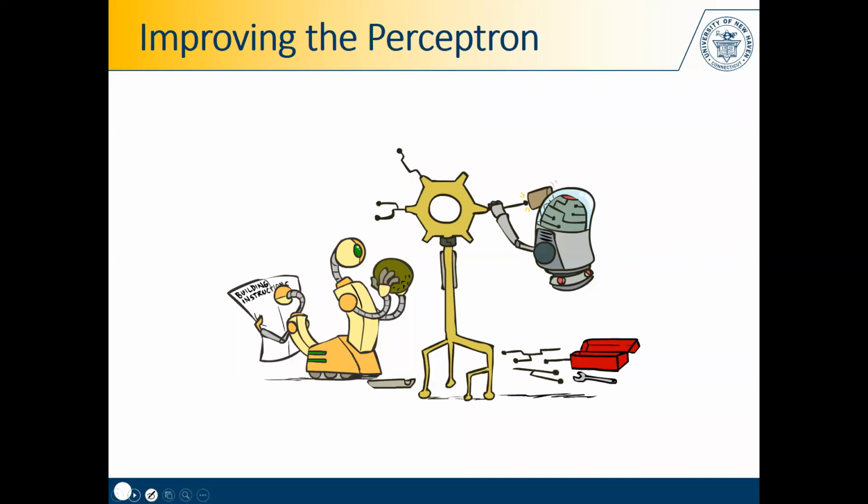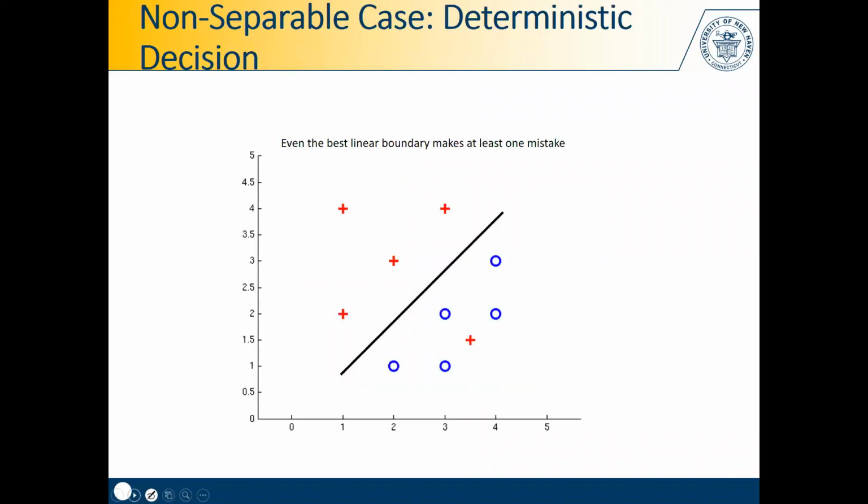Now, how can we improve the perceptron model? Imagine the non-separable case and the fact that we want to come up with a decision boundary. In the non-separable case, even the best linear boundary makes at least one mistake for this case, right? Why? Because there is one sample of the positive class that falls well beyond any linear boundary that can be found between these two classes.